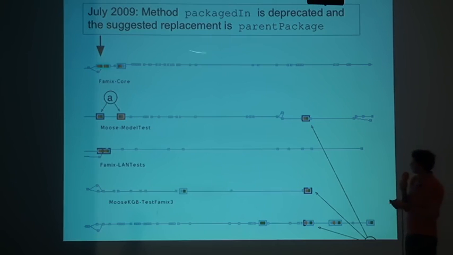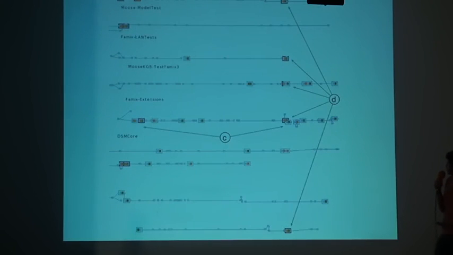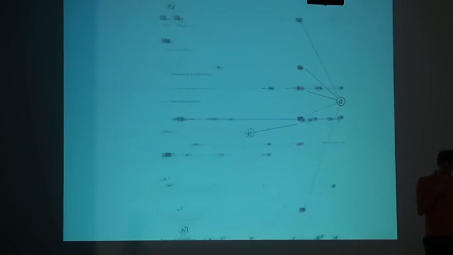And for every one of these two methods that are involved in the deprecation, what you can see here, for example, is that first one, packaged in, removed, parent package added, removed, added, and the same thing there, but it's not very clear. And then you see this other project that reacts to it, and basically at the same time does the same change, and then kind of reverts it, and then does the change again, but these are a few months later. And you can see the reactions to such a change are all over the place.